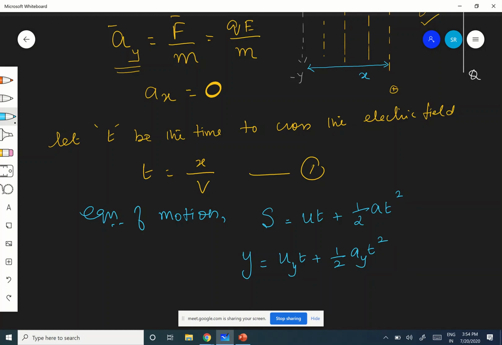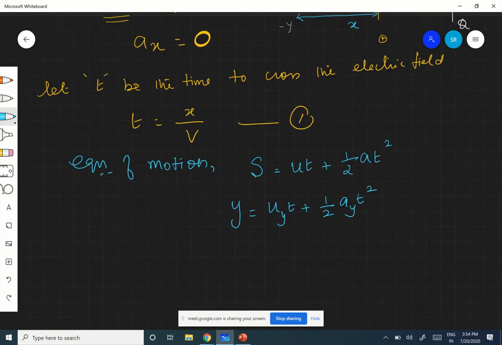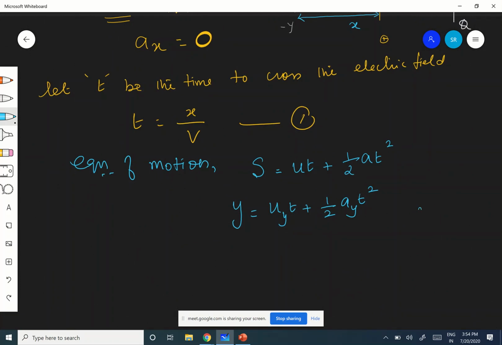Therefore, what is the initial vertical velocity? It is not having any initial vertical velocity. Initially at O, before the start of your switching on the electric field, it actually didn't have any vertical velocity. Therefore at O, its initial vertical velocity is equal to 0. Therefore uy is equal to 0. Okay, therefore you will be getting y equal to half.